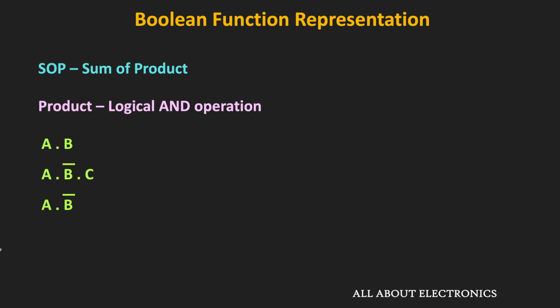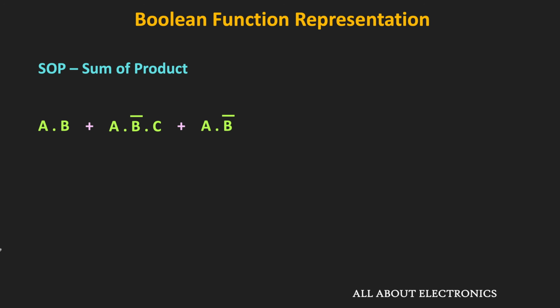In this A dot B, both the variables are in the true form, while in the second case, A and C are in the true form, while B is in the complemented form. Similarly, in the third case, A is in the true form while B is in the complemented form. Now in this SOP, the sum refers to the logical OR operation. So in this sum of product form of expression, different product terms are logically ORed. And this logical OR operation is represented using this plus sign, while these terms are the product terms.